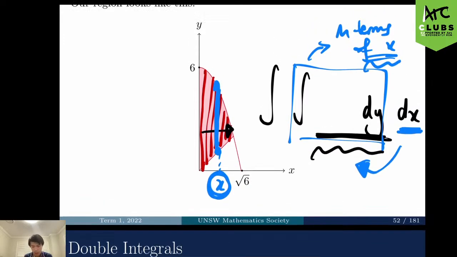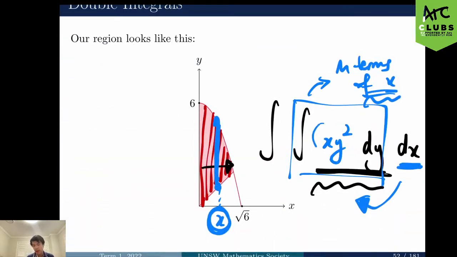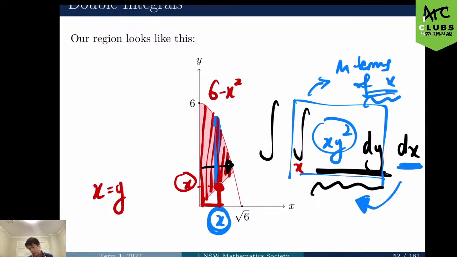Well, the function is pretty simple. We've got xy squared, and that will never change. And then we see, what is this lower bound here? Well, x equals y. We're looking for the height. So that means that this height has to be equal to x. So we go from x. And the other thing is, this is equal to 6 minus x squared. So we go from x all the way up to 6 minus x squared. So that's the integral that we're integrating.